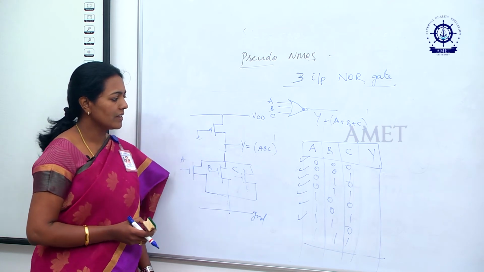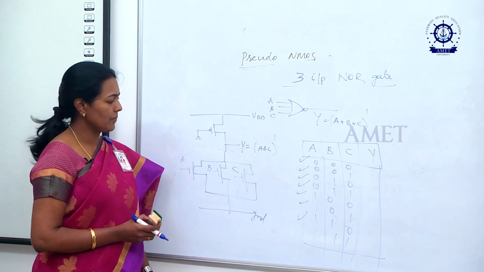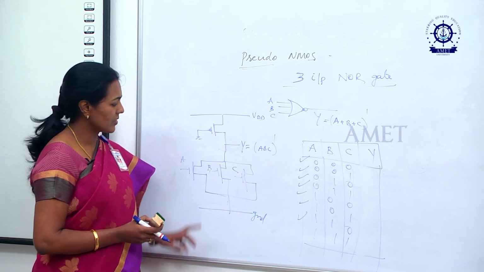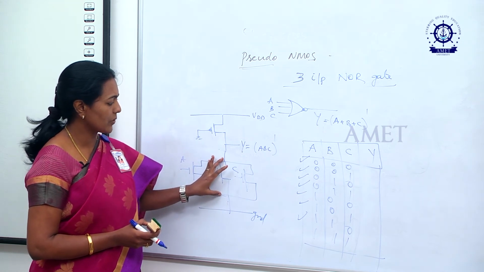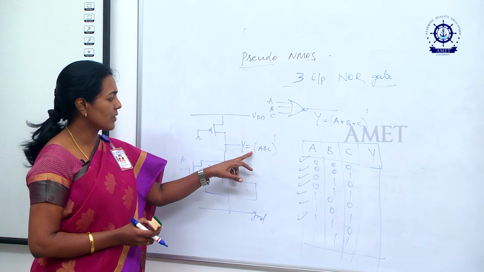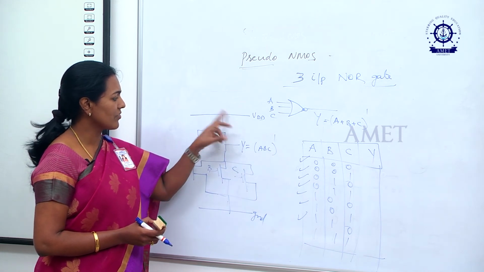So, if you apply the combinations of inputs, what will be the output that we can see? Say for example, for the first case, if it is 0 0 0, it will not conduct. So, this part is open circuited. So, output will be equal to the potential across this one, or it is equal to VDD. So, it is 1.